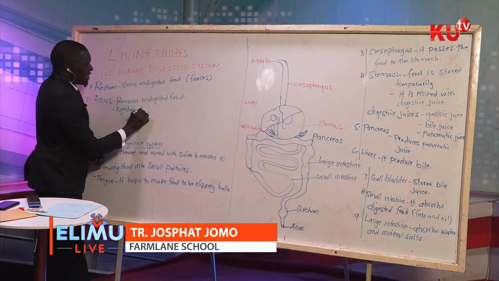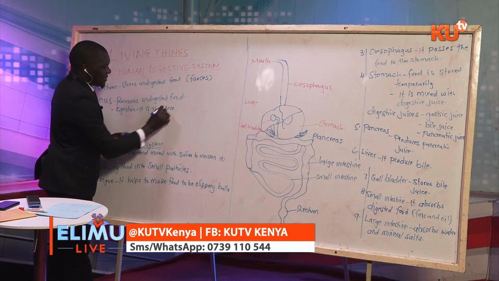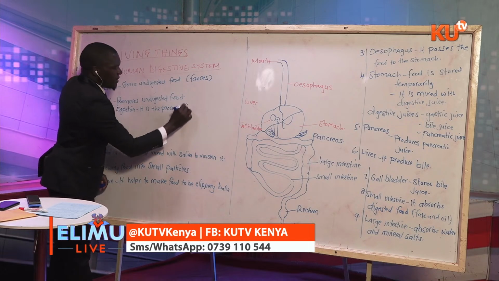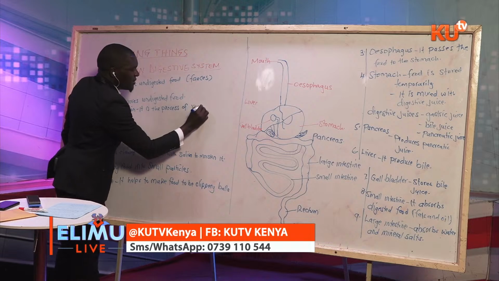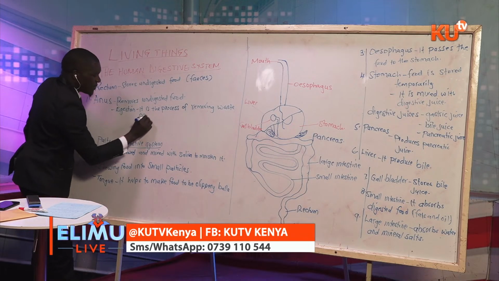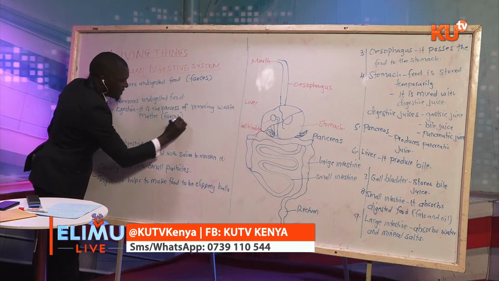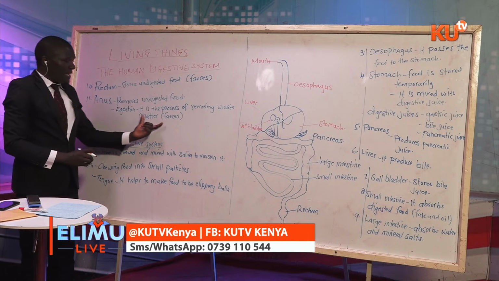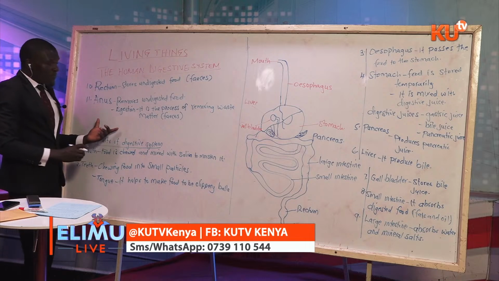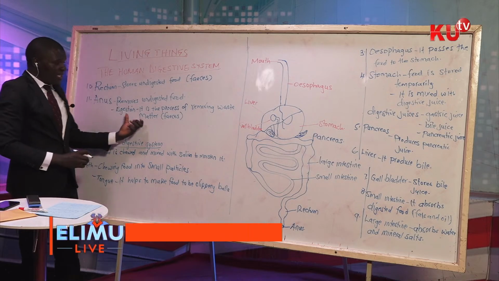So egestion is the process of removing waste matter, the one we call feces. The moment waste matter is removed, that is the process we call egestion. Digestion, you start eating. Egestion, you remove.